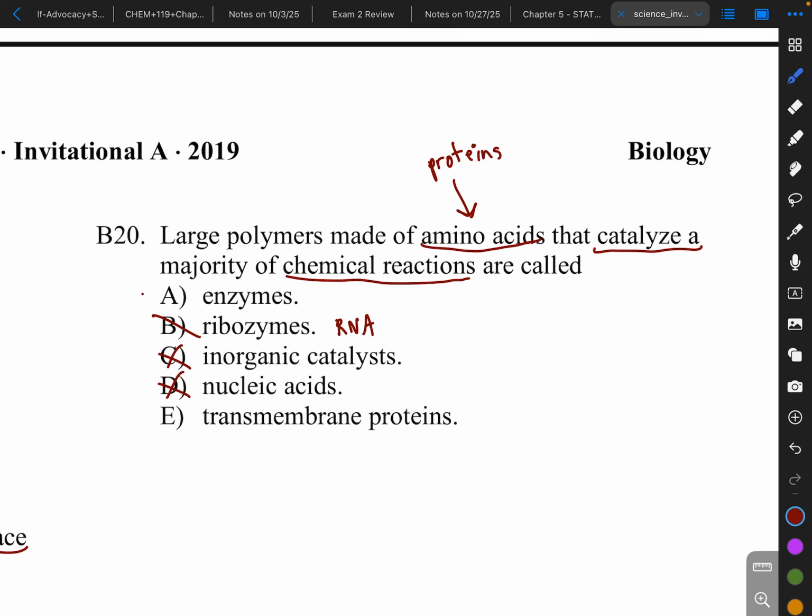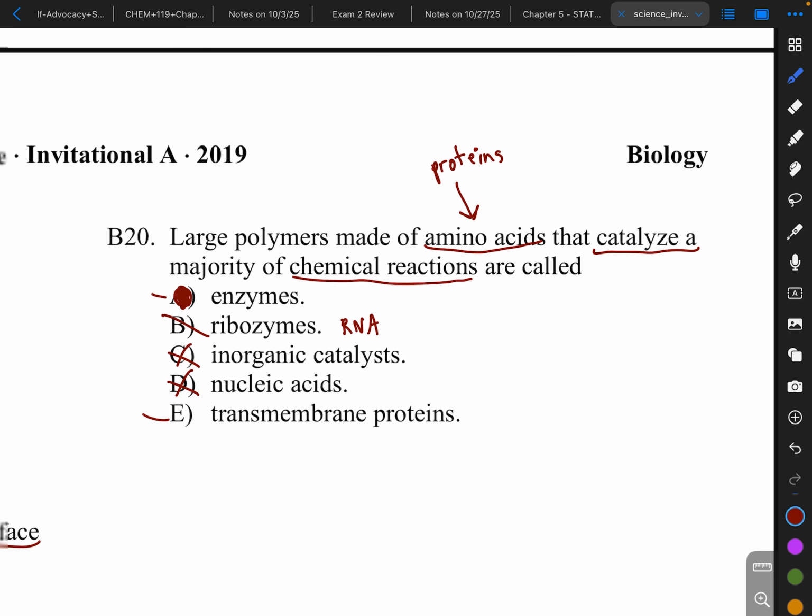Which of these two are responsible for catalyzing chemical reactions? That would be A. Transmembrane proteins are more involved with transporting molecules in and out of the membrane. Enzymes are responsible for reducing the energy requirement of a reaction, essentially speeding up the reaction. So the answer to 20 would be A.